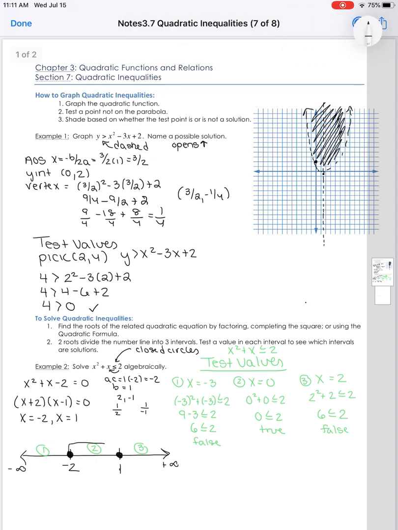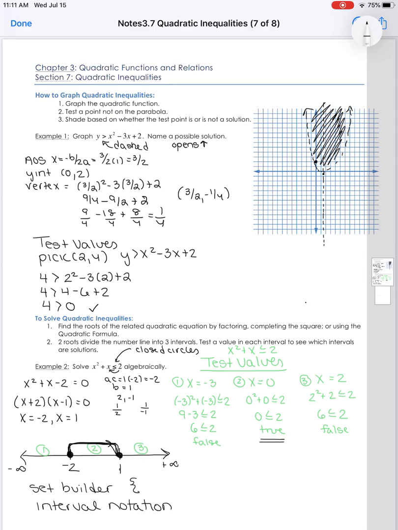And I'm going to look and say, okay, well, this is false. This is true. And this is false. Well, if the middle one is the one that's true, that means that when I draw my arrows, they have to be coming together like this. So this is the region that I want because that matches up with my true statement.